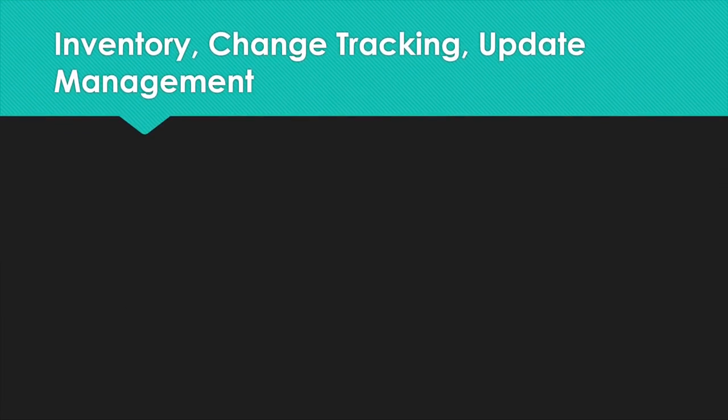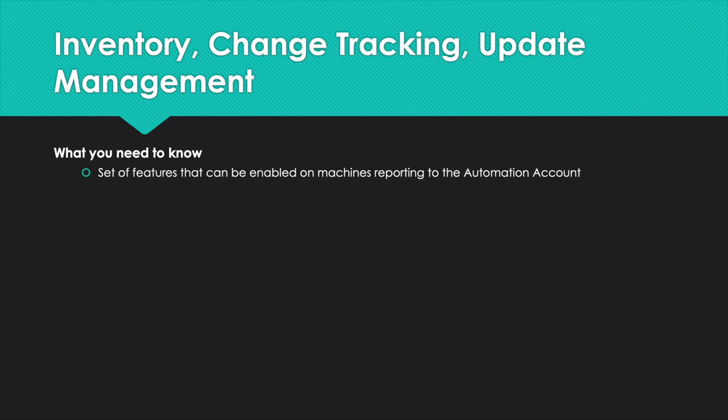For inventory, change tracking, and update management. These three items are mainly centered around managing the servers that run within our environment as our hybrid Runbook workers. What do you need to know? These are a set of features that can be enabled on machines reporting to the automation account. They cannot be run on the same machines as regular Runbook workers. This is a key thing to know because essentially you can either have custom Runbook workers or these system Runbook workers that include the inventory, change tracking, and update management features. You cannot do both at one time.